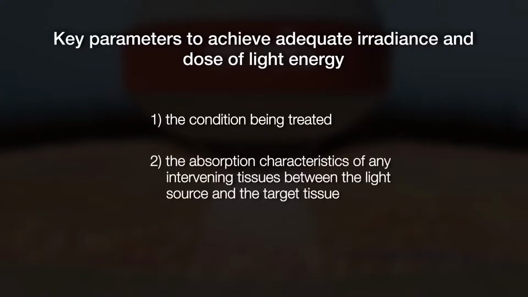There are 3 key parameters to consider to achieve adequate irradiance and safely deliver an effective dose of light energy to target tissue. 1. The condition being treated. 2. The absorption characteristics of any intervening tissues between the light source and the target tissue. And 3. The mechanism of delivery.